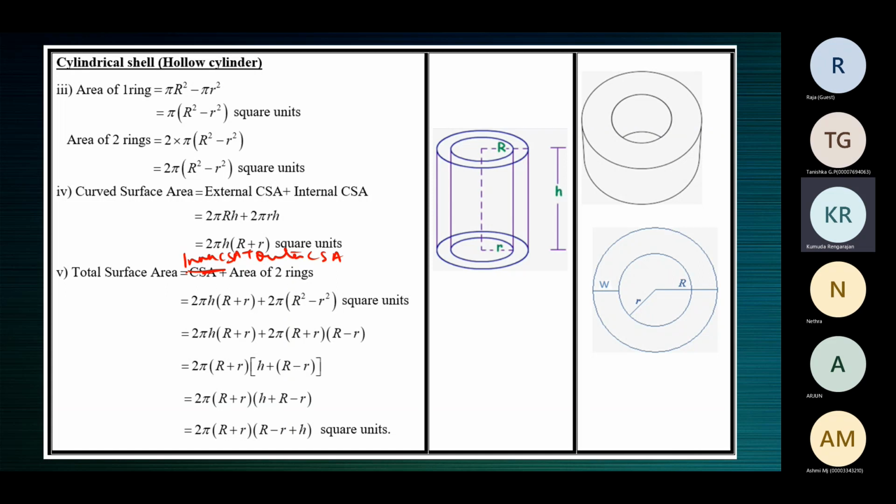So if you look carefully at the sellotape, inside there is one curved surface area. Outside there's one curved surface area. So inner CSA plus outer CSA plus the area of one ring on the top and another ring at the bottom. So maybe you can write this like this: inner CSA plus outer CSA plus area of two rings.